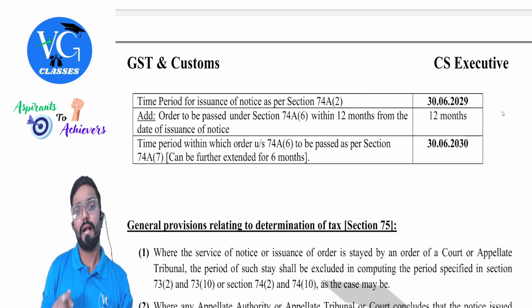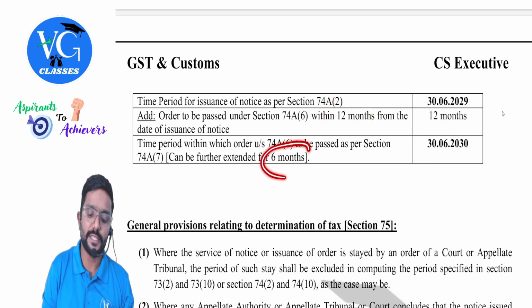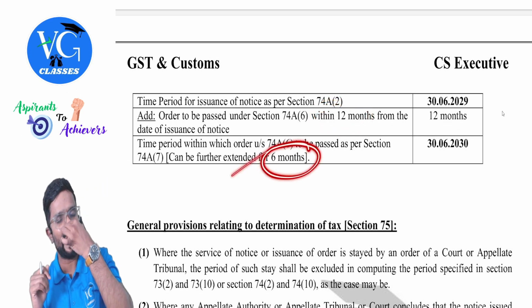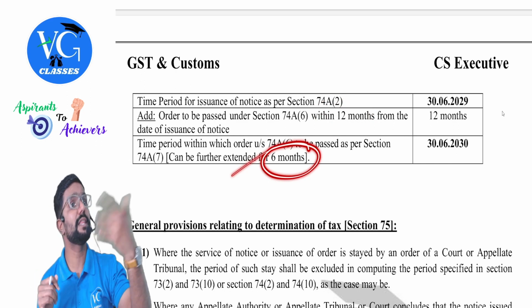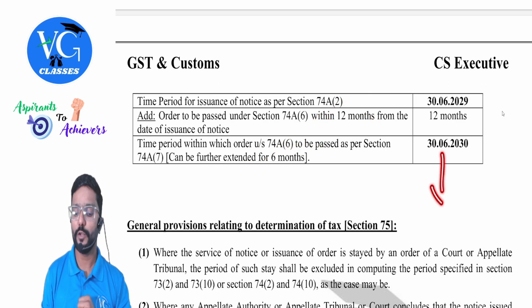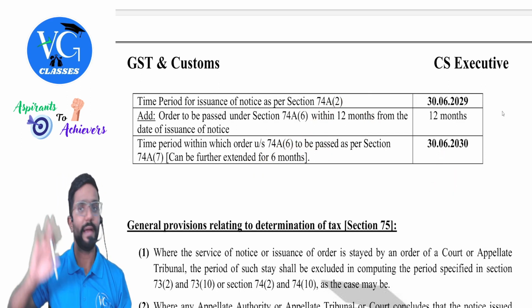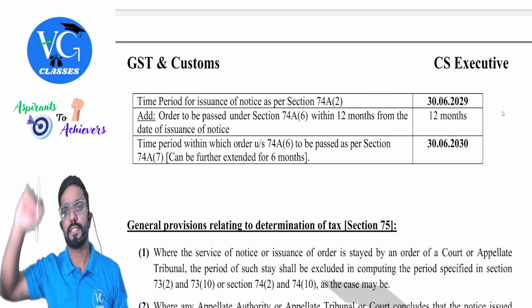Yes. And the 12 months to pass the order can be extended for another 6 months also. If there is a need of time, then they can extend it for another 6 months. Means totally 12 plus 6 it will be. So this will also go forward for another 6 months, but if required. Did you understand? Yes, sir.